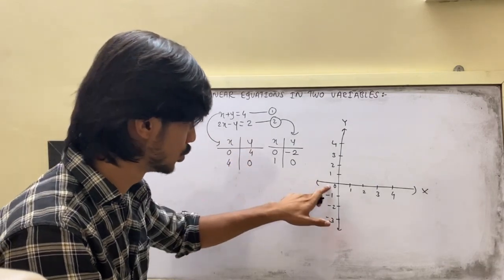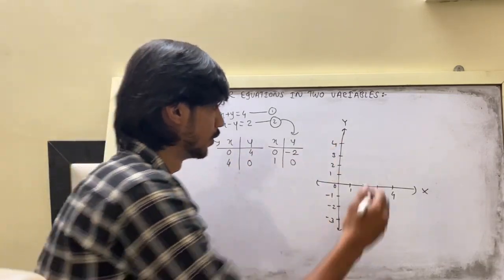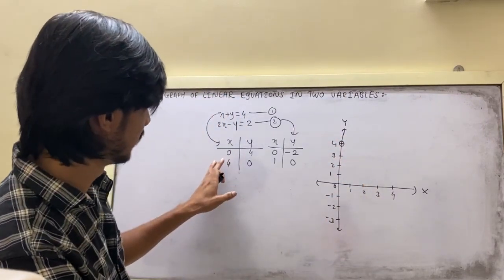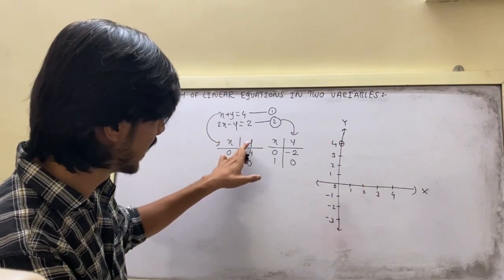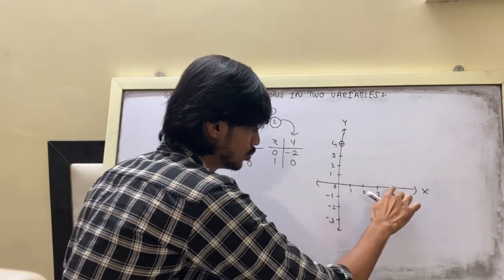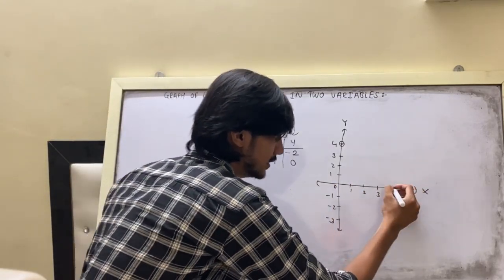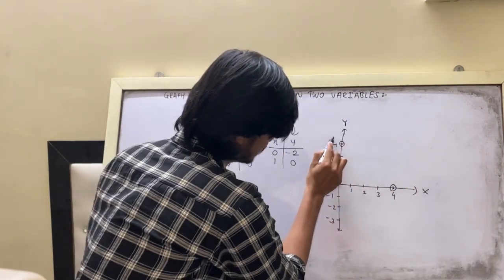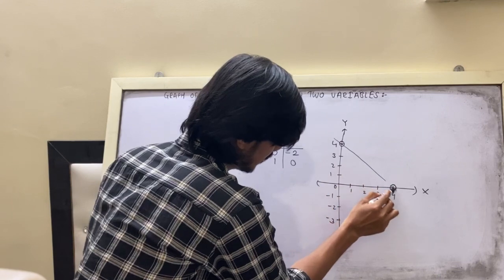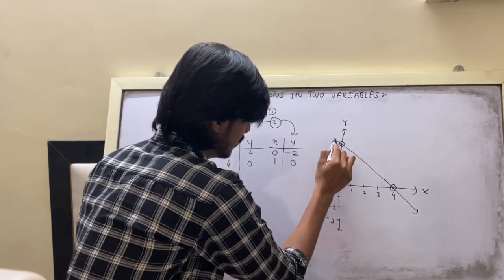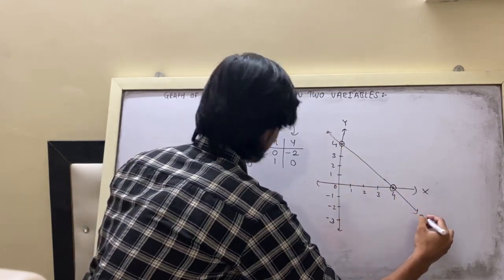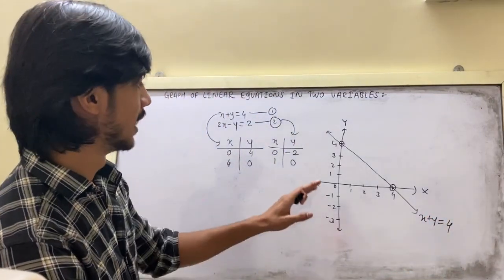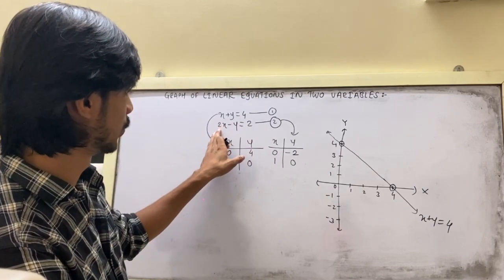Then take the points x equals 0 and y equals 4, that means this point. And in the second, x equals 4 and y equals 0, that means this point. Then join these 2 points by a line like this. Right? This is your x plus y equals 4.